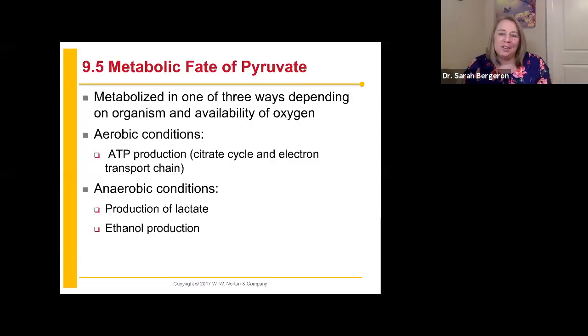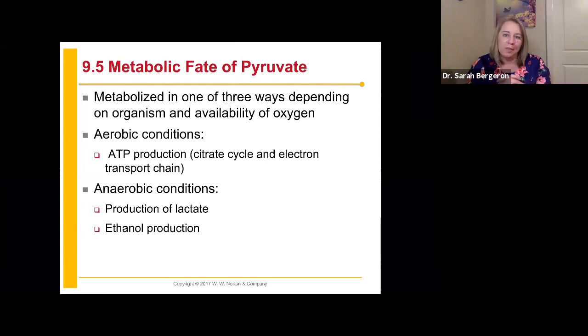So we are on chapter 9, section 5, and we're going to talk about that end product of glycolysis, the metabolic fate of pyruvate. So once you go all the way through glycolysis, you end up with pyruvate. Pyruvate is metabolized in one of 3 different ways, depending on how much oxygen is available in an organism, right?